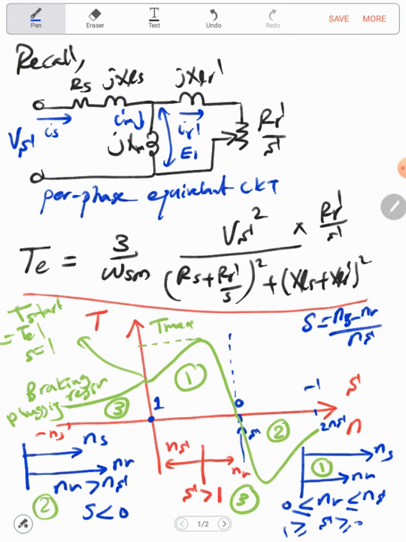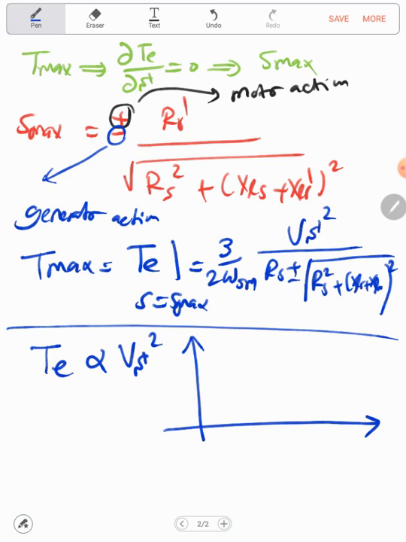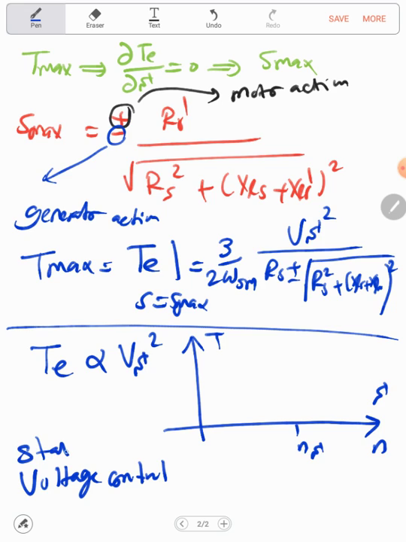Now from the torque speed characteristic, the first thing we can see is that the torque is proportional to VS squared. So if we need to plot the torque speed characteristic for different voltages, this is the N, the S, the torque. Now the synchronous speed NS depends on the frequency, and in the voltage control, which is the stator voltage control, the frequency is fixed.